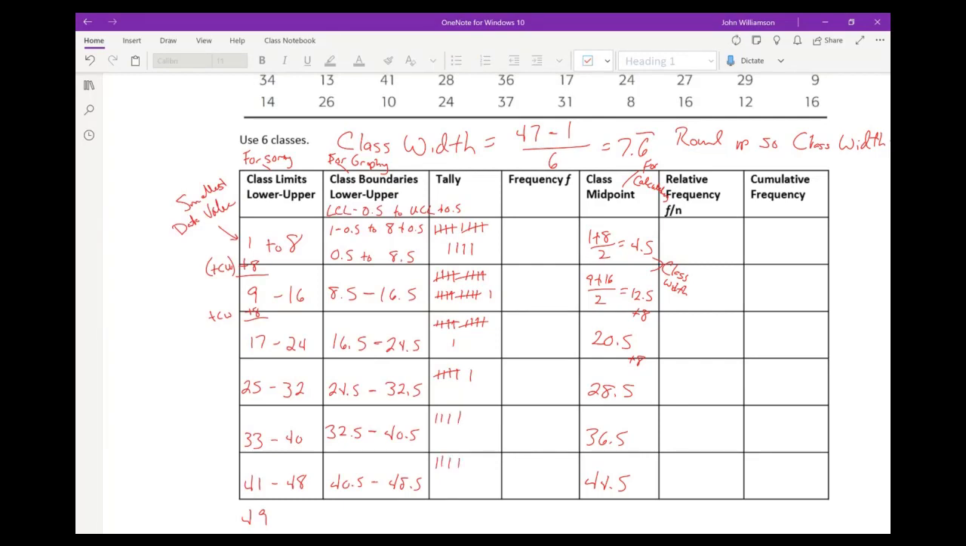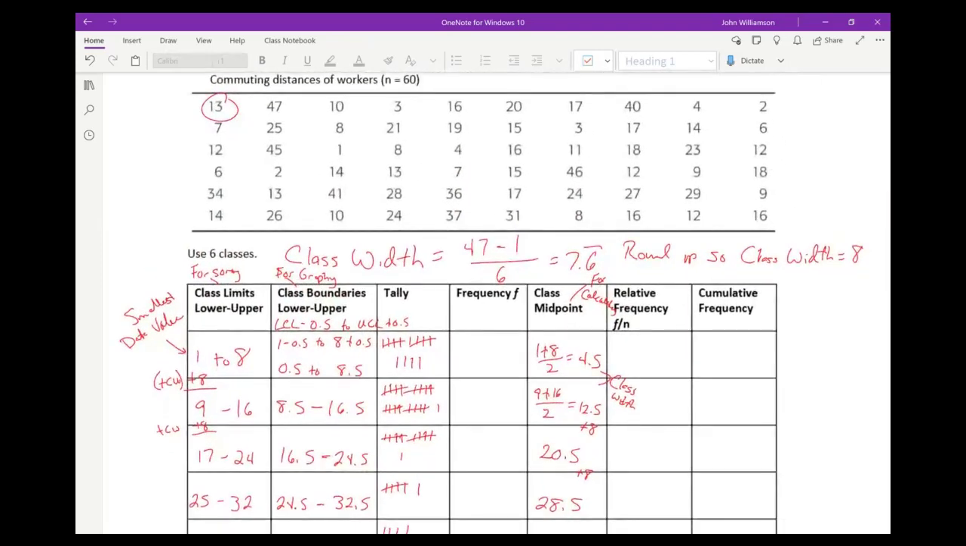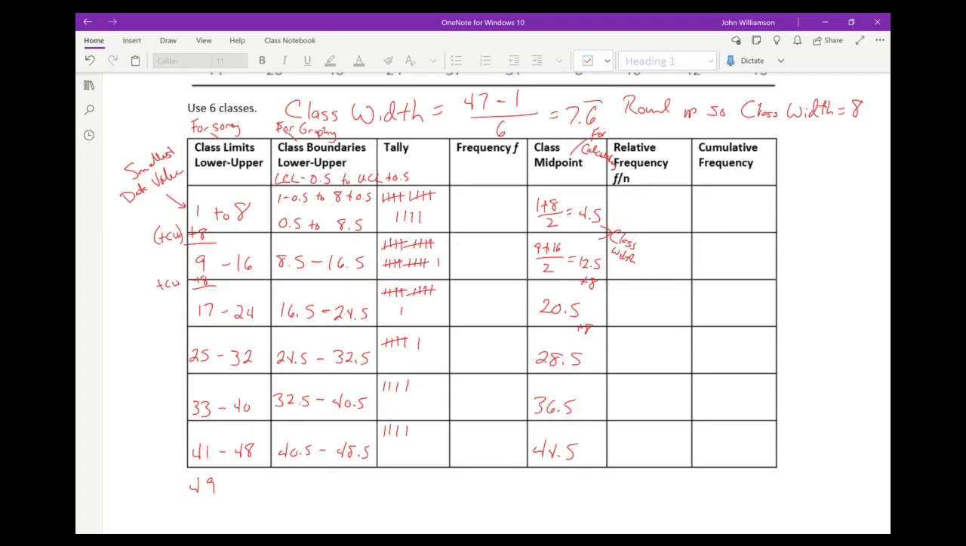All right, so we've now gone through that process of tallying up every single data value. So we have our tallies, which just count up how many of the data values lie in each class. To get your frequency, you just count the tallies. So to get your tallies, you're just going through and putting a slash mark wherever each of those individual data values are. So for example, for 13, I put a tally in 9 to 16 because that's where 13 lies. 47 was down in that last class. The frequency is literally the count of the tallies.